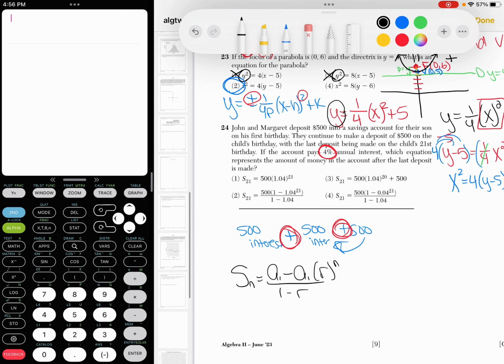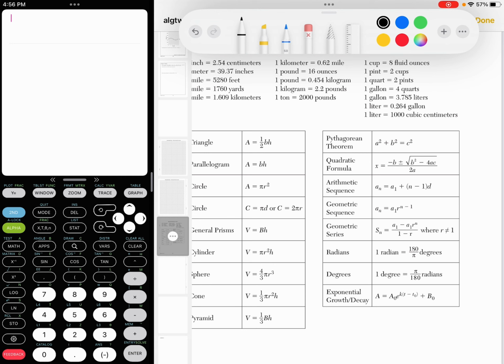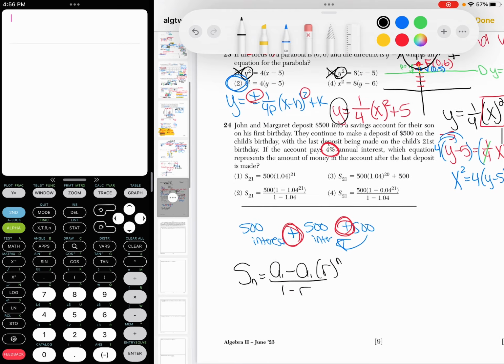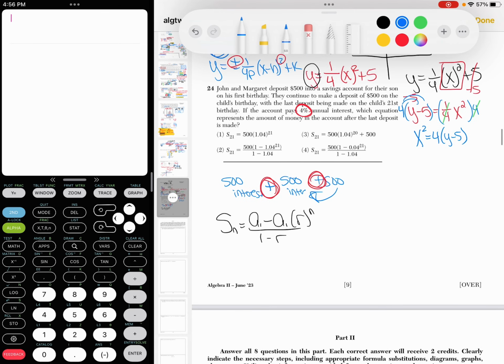And I'm actually going to double check because I don't know if that's the way I have you guys learn it in class or if it's how it's actually on here. It is times r to the n over 1 minus r. Perfect. Okay, now we need to know what everything means in this problem.